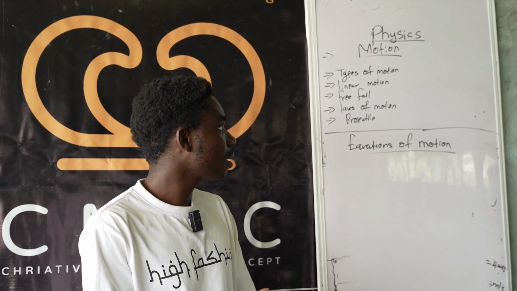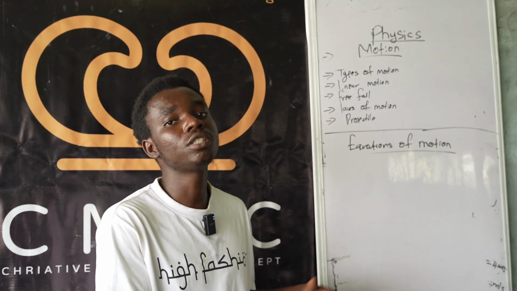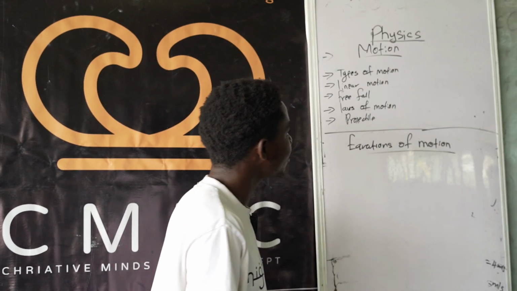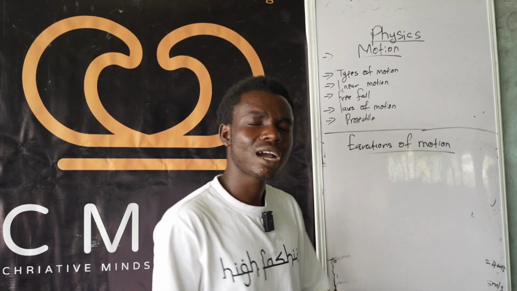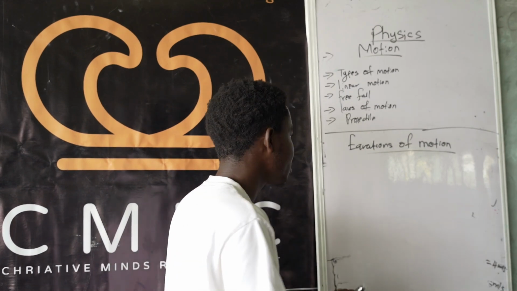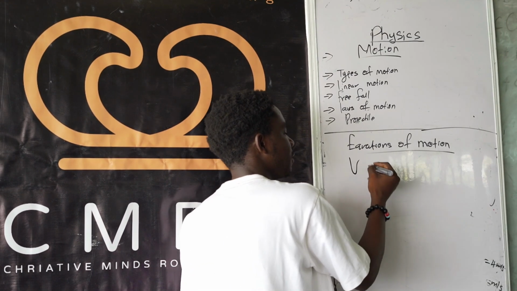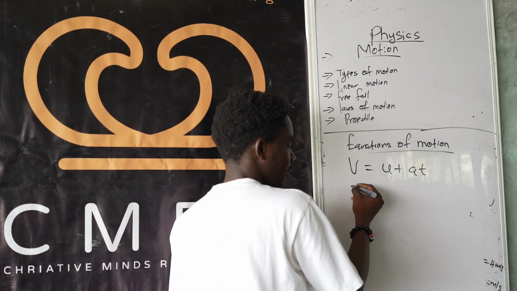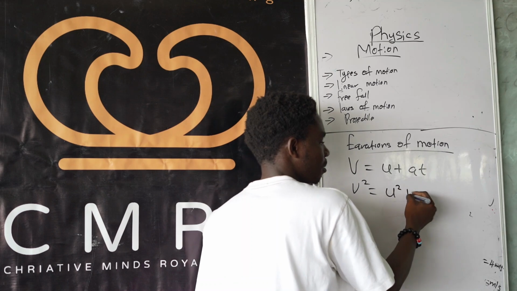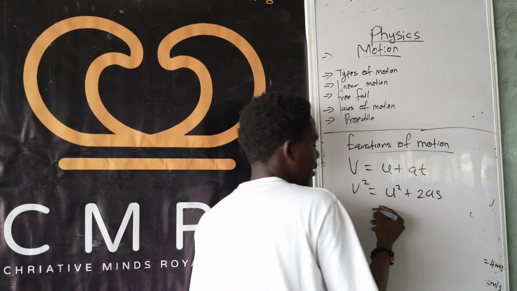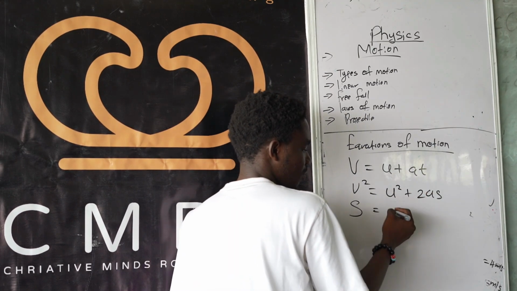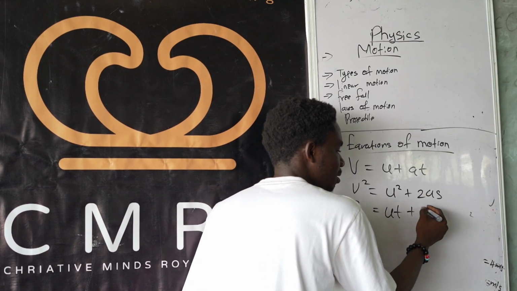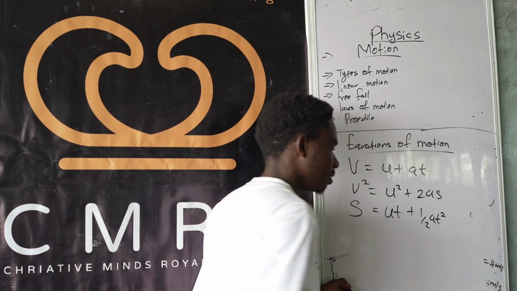So we're going to equations of motion now, which is a very common topic among secondary school students and science students. I want to talk about the three main ones that we'll be using. The first one is V equals U plus AT. The next one is V squared equals U squared plus 2AS. Then we have another one, which is S equals UT plus half AT squared, and I'm going to explain what each of these letters stands for.